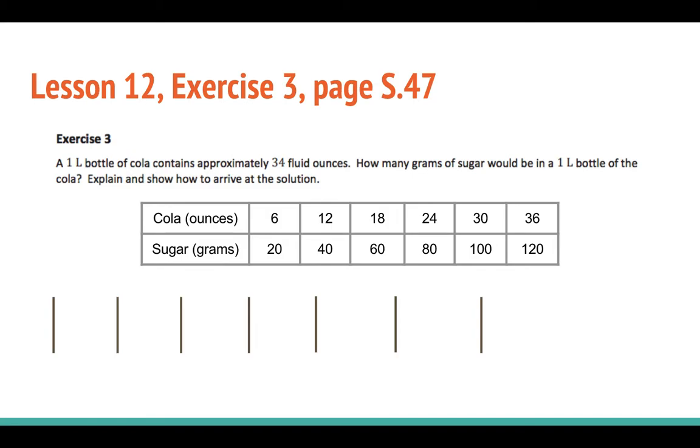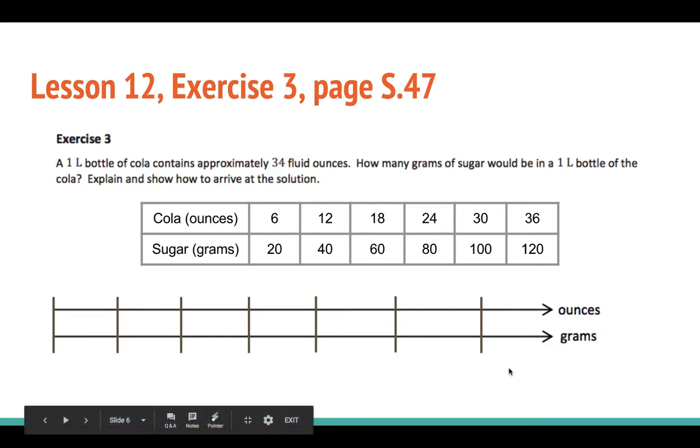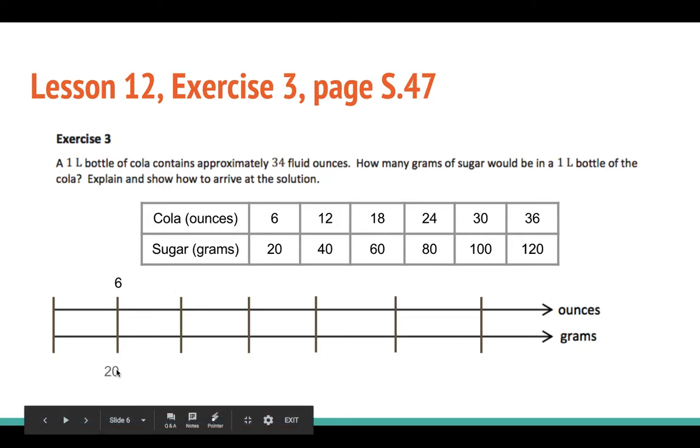So, here is another way of showing this. Okay, I have here my double number line diagram, and you see that I've already divided my lines. Where this line would be 0, the next line is 6 right here, representing the 6 ounces of cola. And then what I'm going to do is put the 20 right underneath it. That's my 20 grams of sugar.